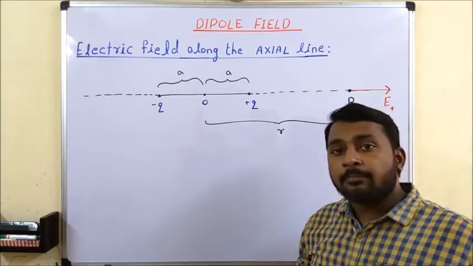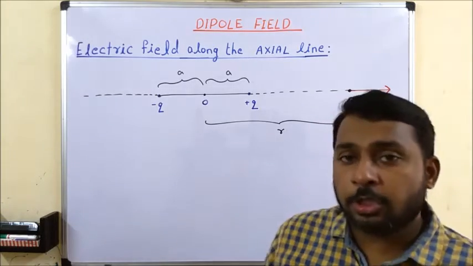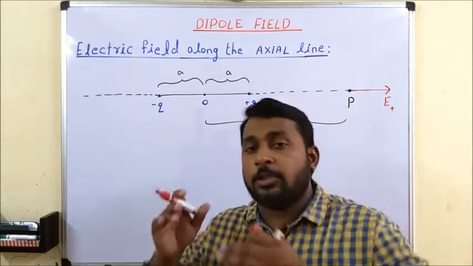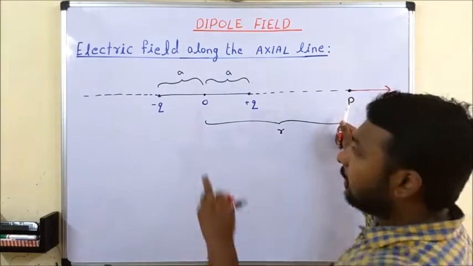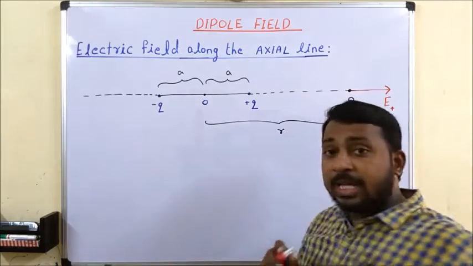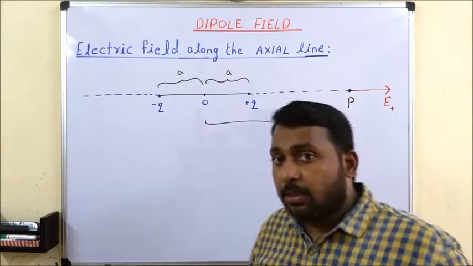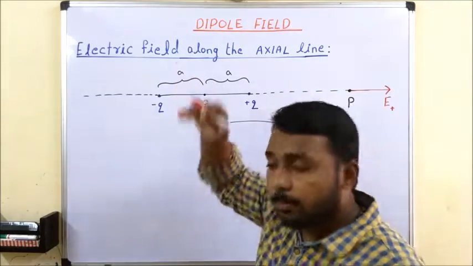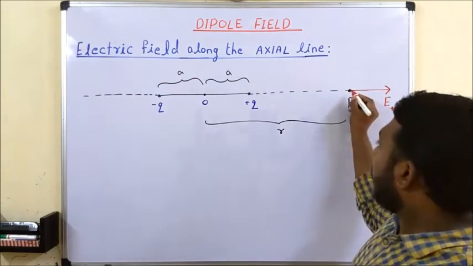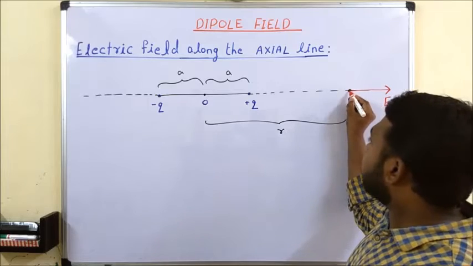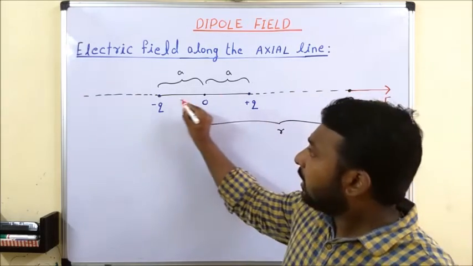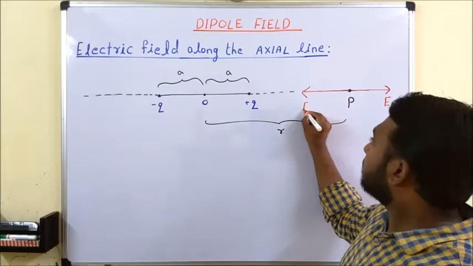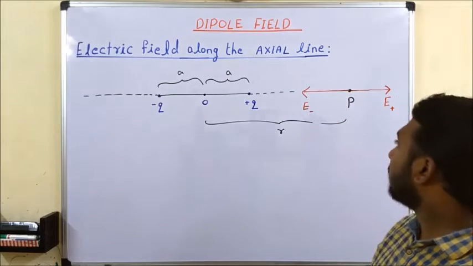In the same way, for a negative point charge, the electric field is directed from infinity to the point charge. So at this point P, due to minus Q, there is an electric field, the negative electric field. What will be its direction? It's directed from infinity to the charge. So at this point P, it will be directed from point P to the point charge. So I'm marking it this. So this is E minus.